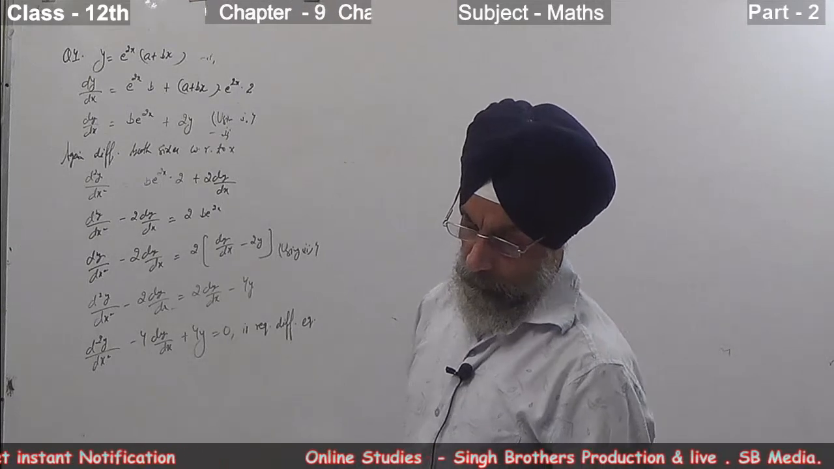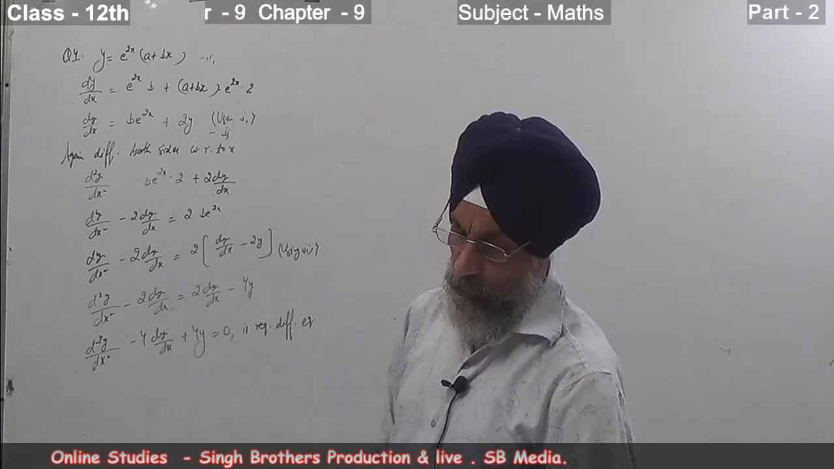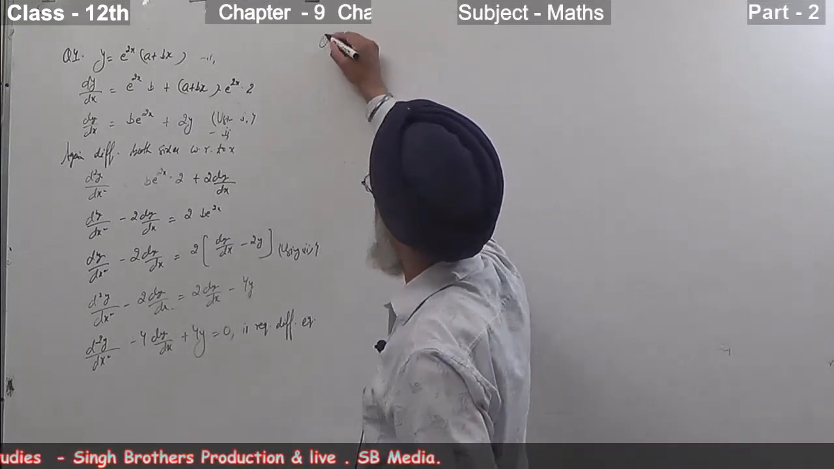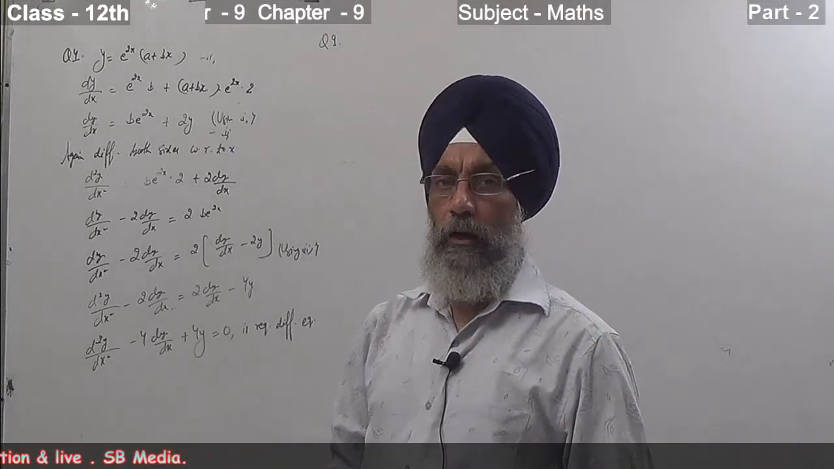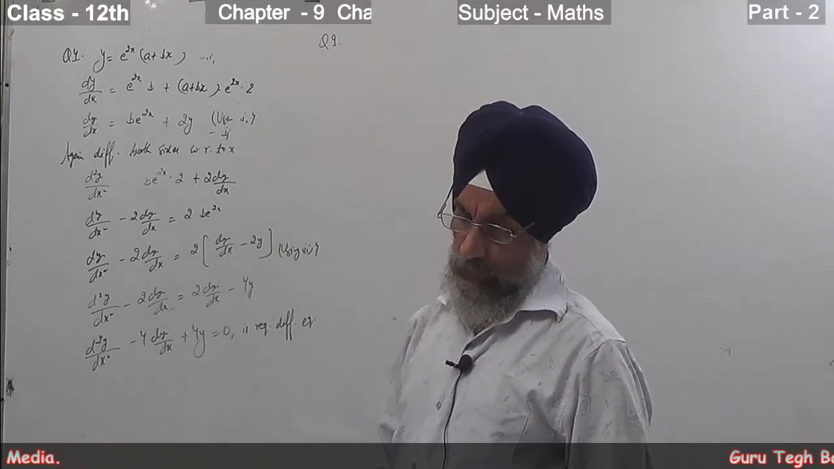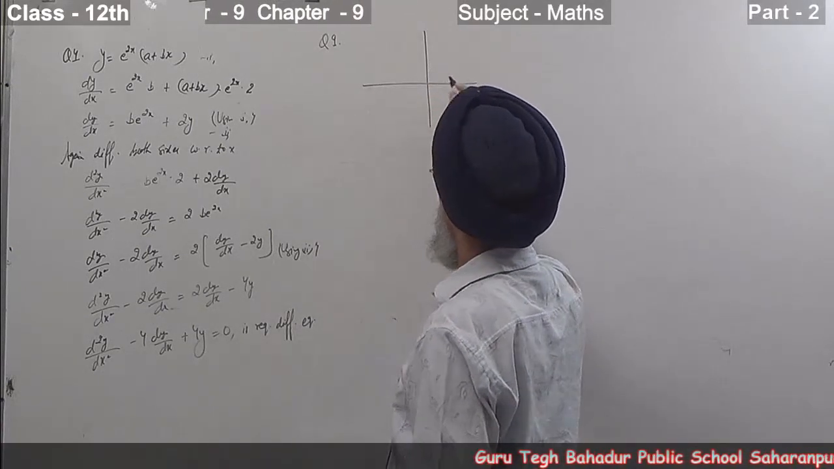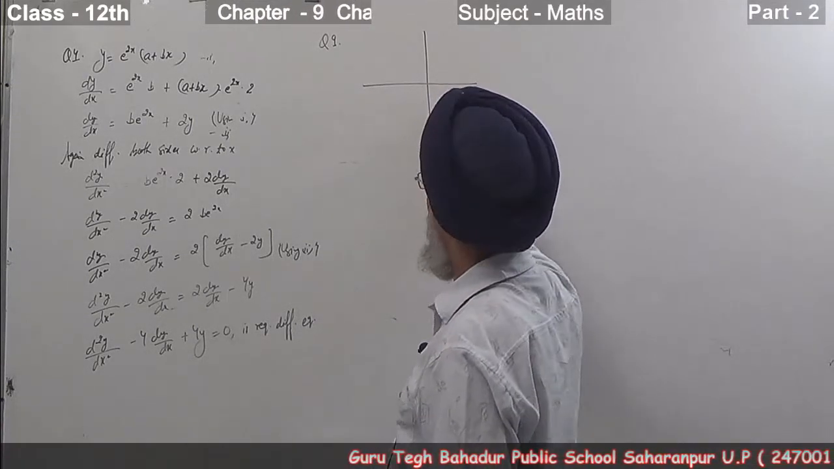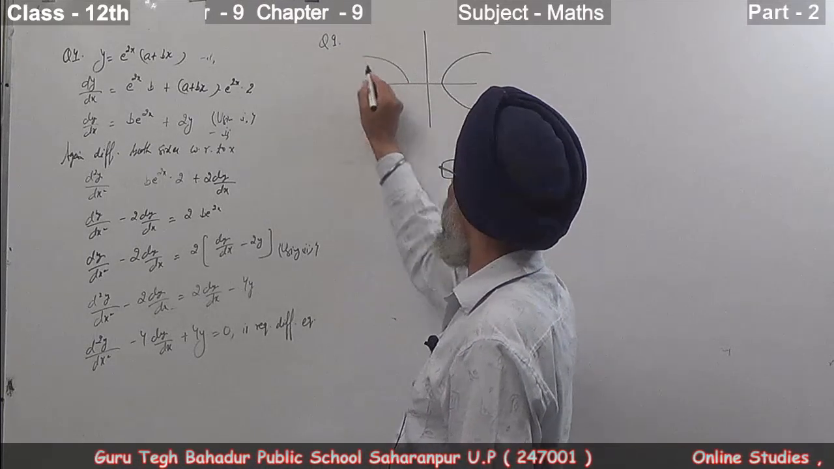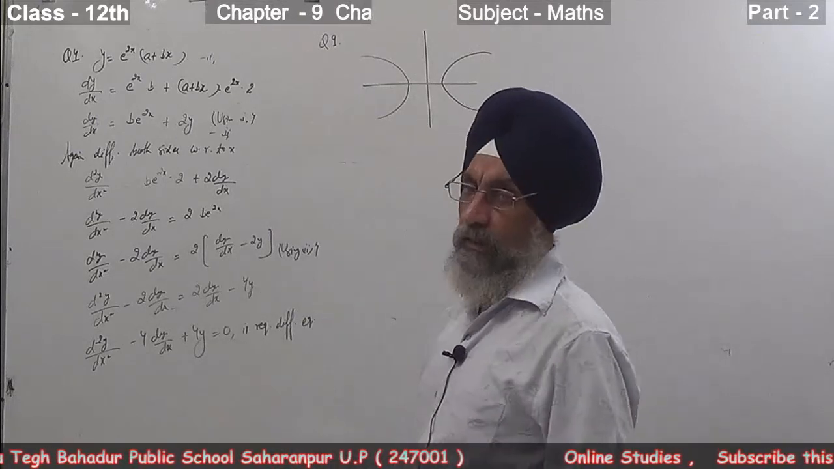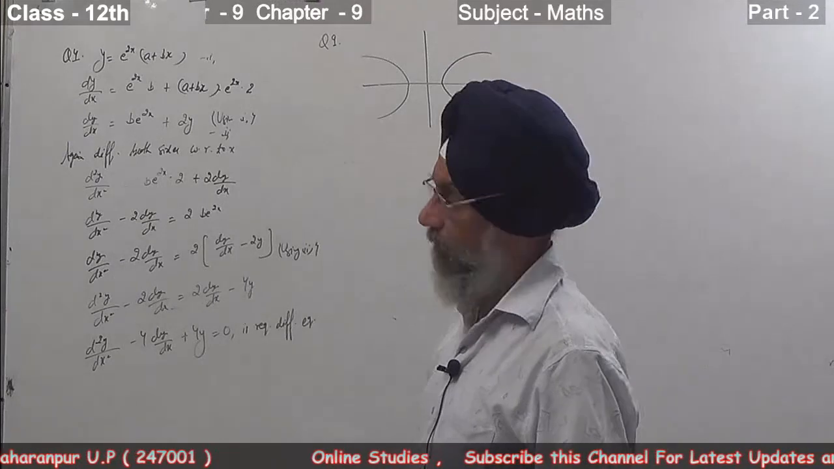If we see question number 9, that is on the equation of the hyperbola: form the differential equation of the family of hyperbolas having focus on the x-axis and center at origin. Center at origin, hyperbola. How was the hyperbola formed? Like this. Where does the center lie? On the x-axis. Focus lies on the x-axis. Having focus on x-axis means horizontal.